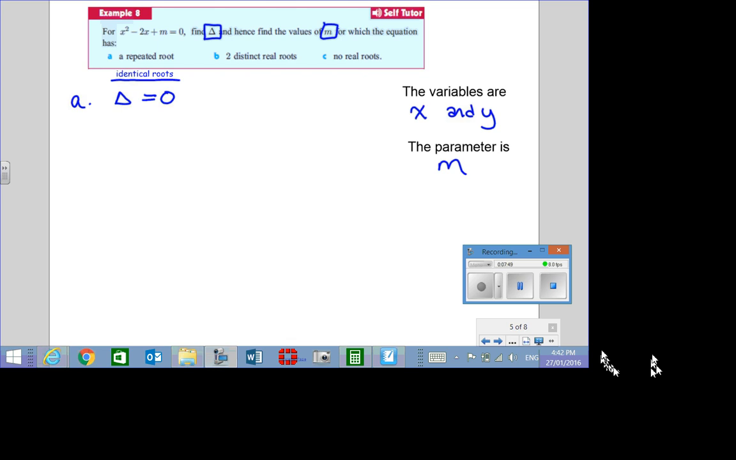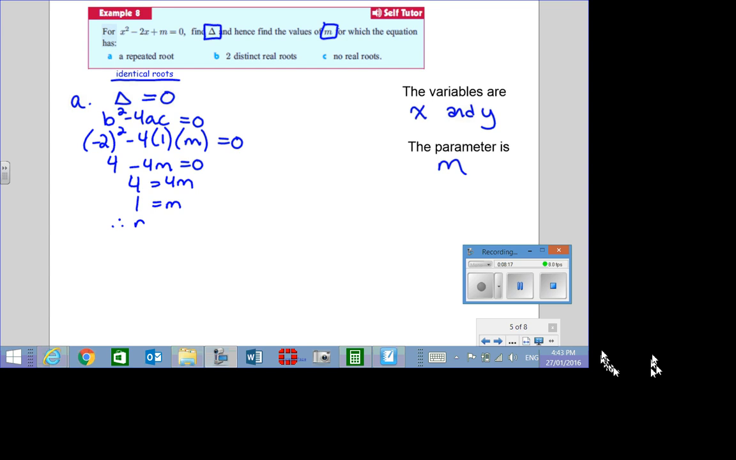So if my discriminant equals 0, that means I need b squared minus 4ac to equal 0. So in my case here, b squared would be negative 2 squared minus 4 times 1 times m equal to 0. That gives me 4 minus 4m equals 0. If I add 4m to the right, I have 4 equals 4m, which means that 1 is equal to m.